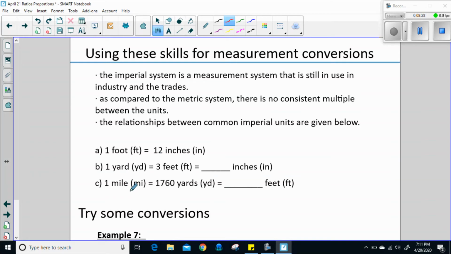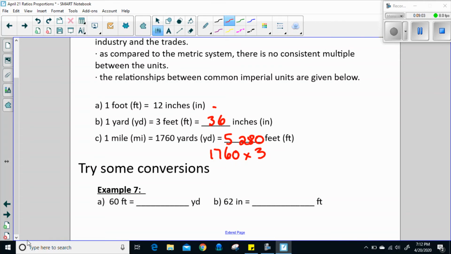So hopefully you at least know that 1 foot is 12 inches. 1 yard is 3 feet, so 3 times 12, that means it's equal to 36 inches, and 1 mile is 1,760 yards. So to get that in feet, oh dear, let's do a little multiplication here. 1,760 times, well, there's 3 feet in a yard, so 1,760 times 3 gives me 5,280. See, not easy memorization questions, but excellent math conversion questions. So let's do a few examples here.